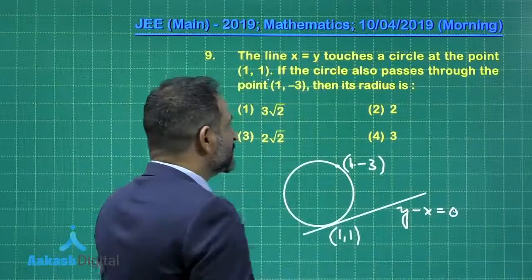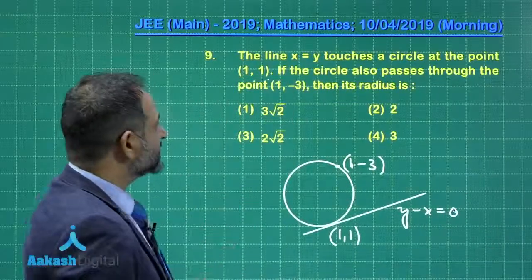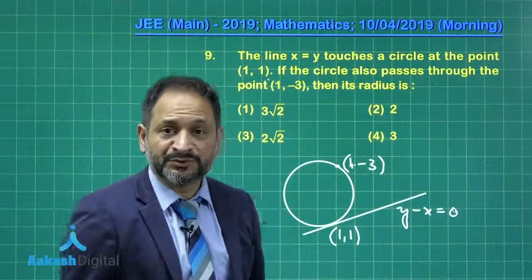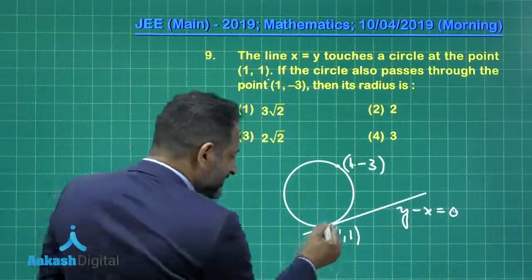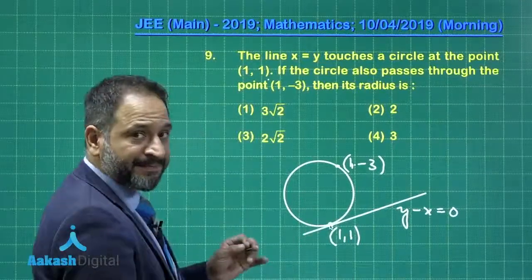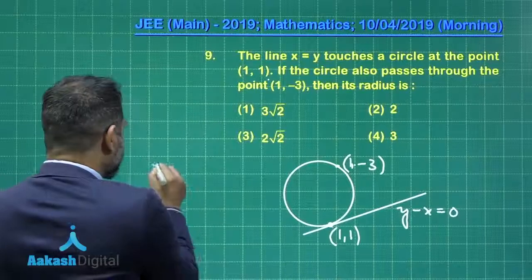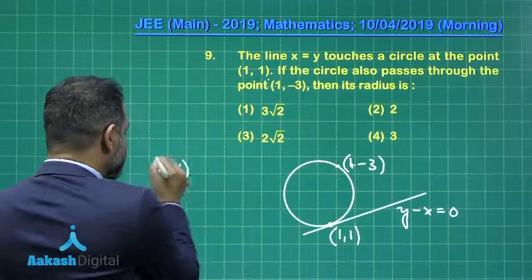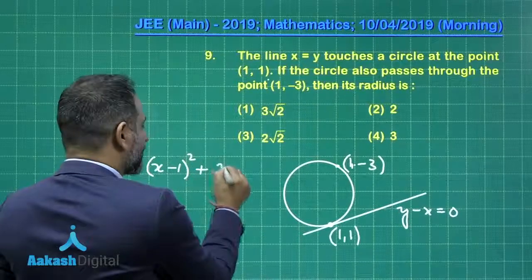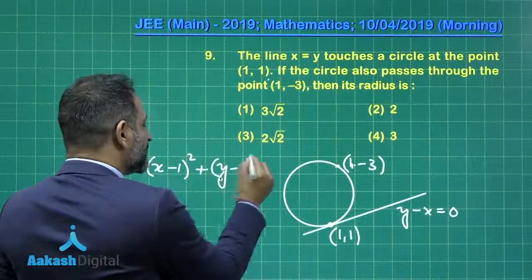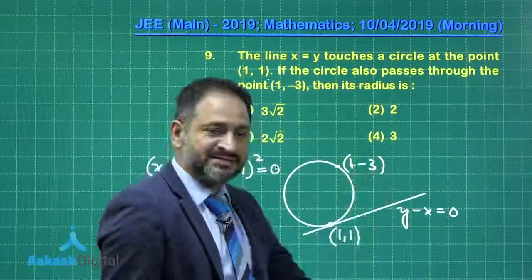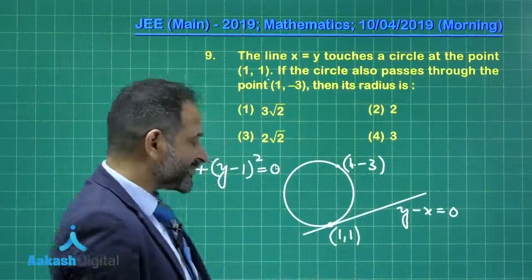Now, what we are going to do is apply the concept of family of circles. What I am going to do here is treat this point as a circle, which is known as a point circle. That means its radius is 0. So, I am writing this point circle, that is (x minus 1) whole square plus (y minus 1) whole square equal to 0. Now, this is a line, that is y minus x equal to 0.